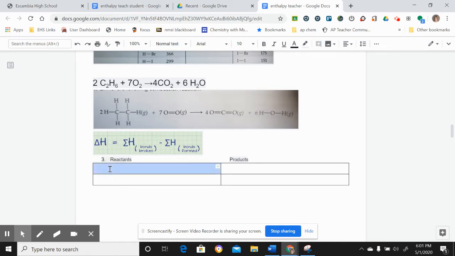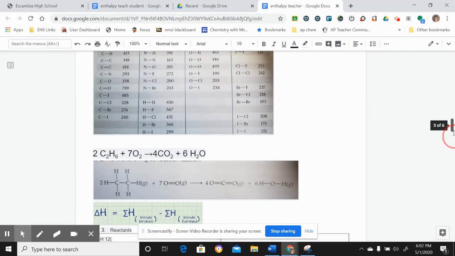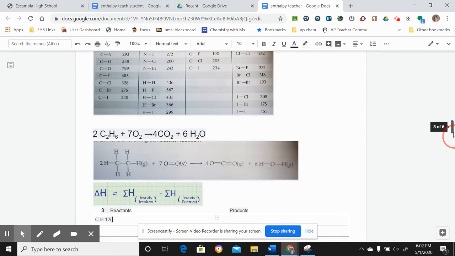On the reactant side, I have C-H bonds. How many CH bonds do I have there? I have 1, 2, 3, 4, 5, 6. How many molecules do I have of that? I have 2. So I have to take 2 times 6, which gives you 12. Everybody see that? 1, 2, 3, 4, 5, 6 times 2 gives me 12 CH bonds. Now I have to look up at CH. CH is 413.